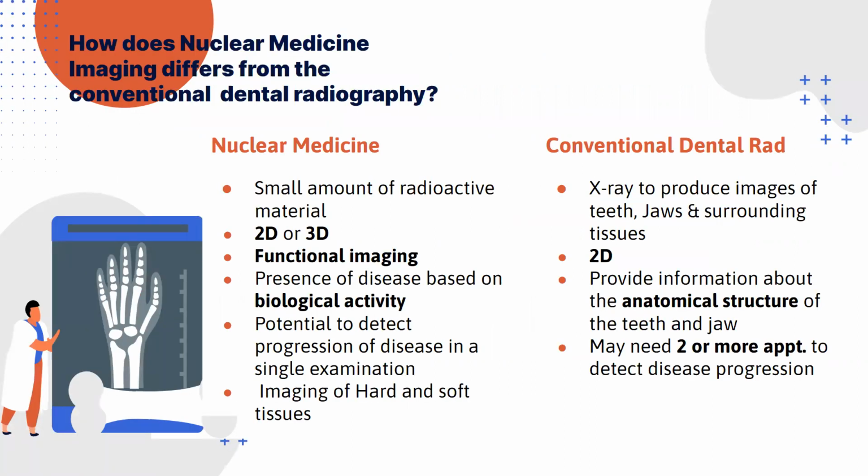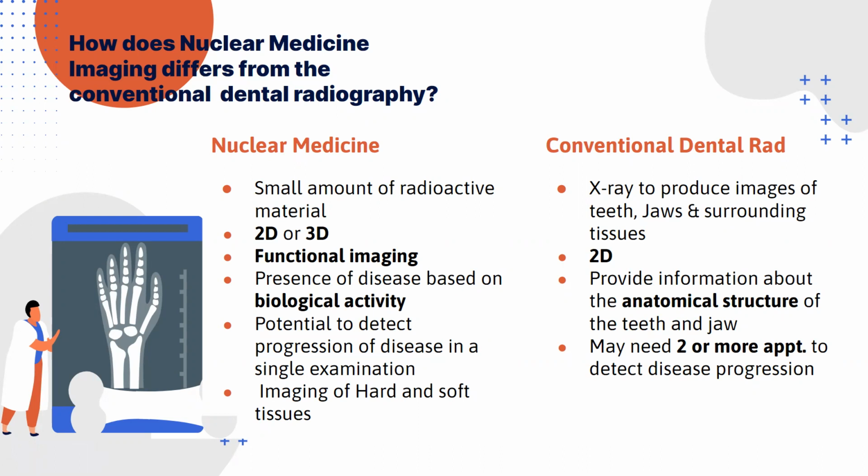So lastly, how does nuclear medicine imaging differ from conventional dental radiography? Nuclear medicine and conventional dental radiography are two different imaging modalities that are used for different purposes in dentistry. Nuclear medicine uses small amounts of radioactive material to produce images of the body. Typically, the images are three-dimensional, but can also be two-dimensional, and provide information about the metabolic activities and functions of the tissues. However, conventional dental radiography uses X-rays to produce images of the teeth, jaw, and surrounding tissues.